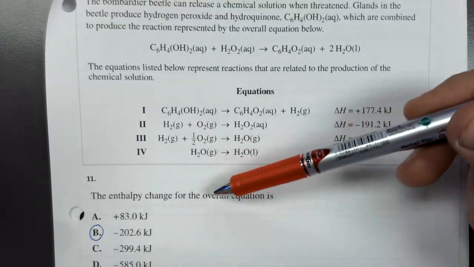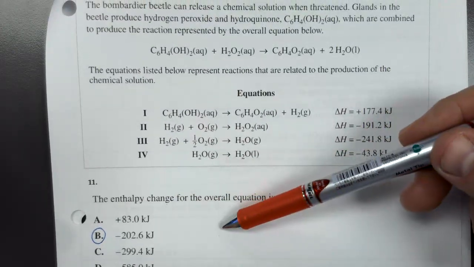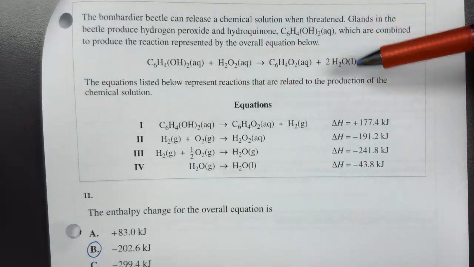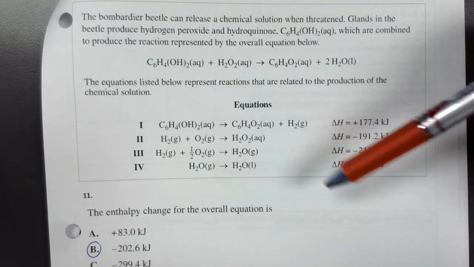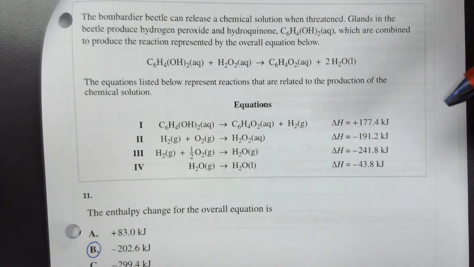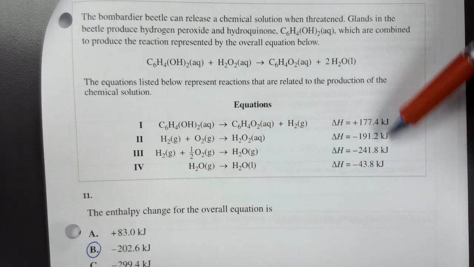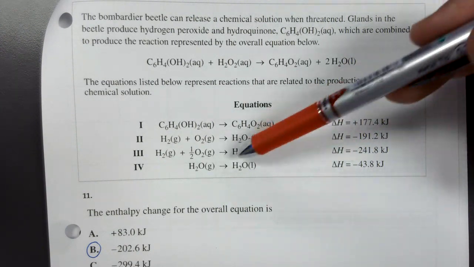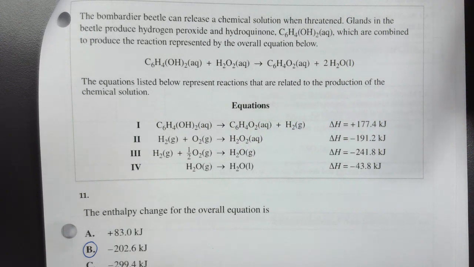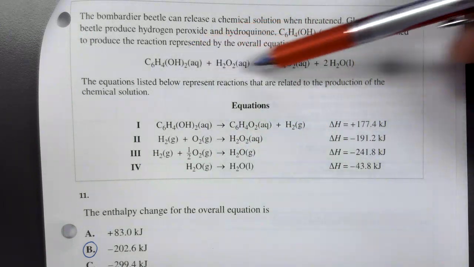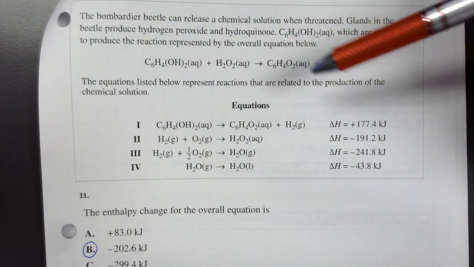Okay, the enthalpy change for the overall equation is blank. So they've given me this equation, and then they've given me 4 equations with which to build it. This is a Hess's law equation. We're going to add these delta H values up to get the overall enthalpy change. Okay, once again, I'm simply working across to get the pieces that I want.